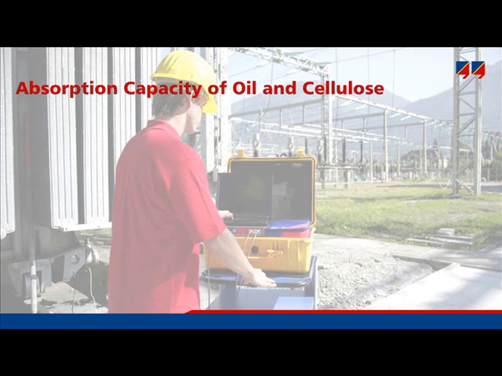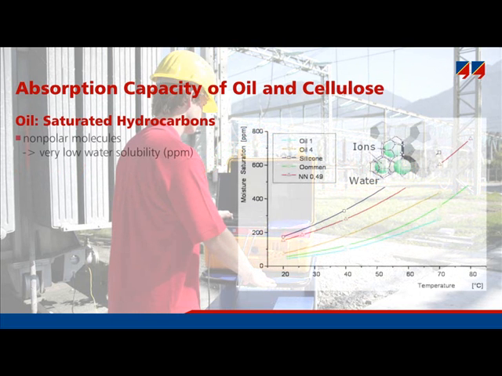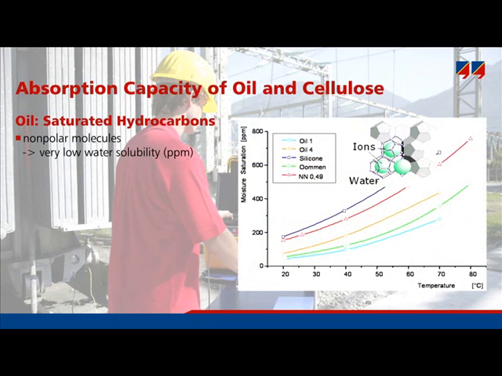This illustrates how moisture is taken up by oil and by cellulose. Mineral oil consists of saturated hydrocarbons, which can only dissolve very small quantities of water. Water is therefore measured in parts per million, or ppm, representing very small quantities of the order of micrograms, for example. Aged oils have polar impurities, such as acids. These acids are able to bond more water, and therefore water solubility will be low for new oil, but it will increase with aging of the oil.